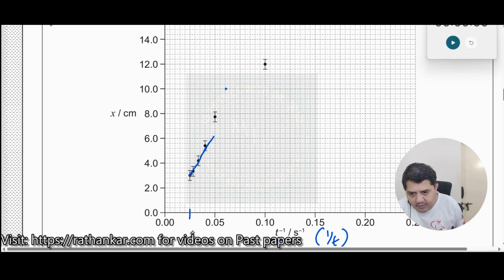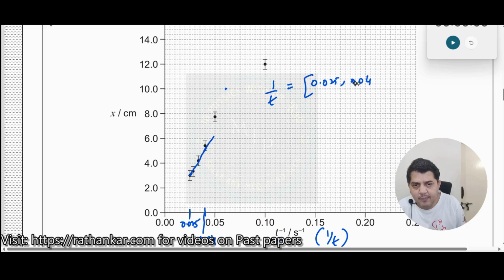For 1 by t value is equal to how much? This is 0.025, it goes until here. See this point, there's no point over here. You cannot consider this. So you have to take this line, this line would be equal to 0.04. So for 1 by t values lying between 0.025 to 0.04, this hypothesis is correct. Okay, don't take this region, don't take this as 0.05 over here, which will be incorrect.